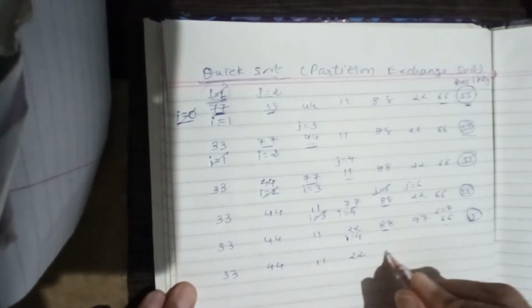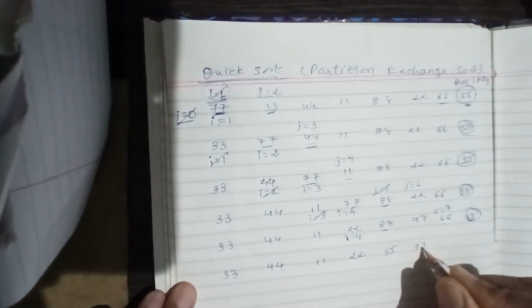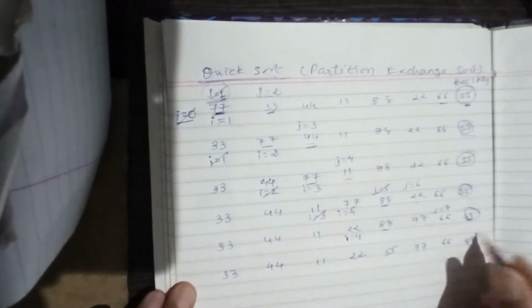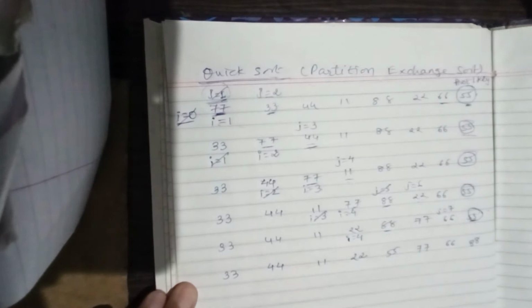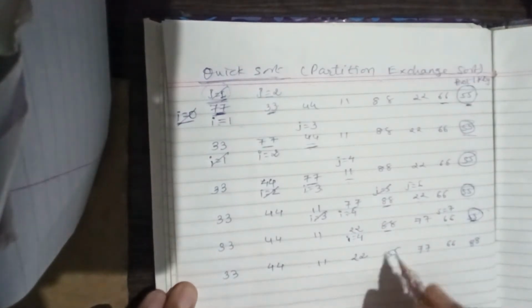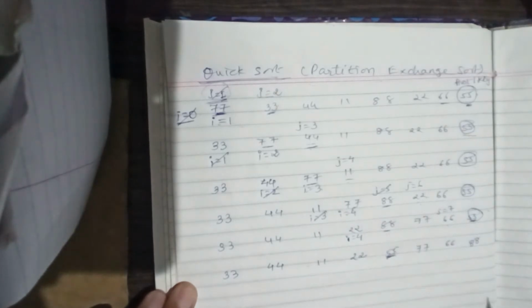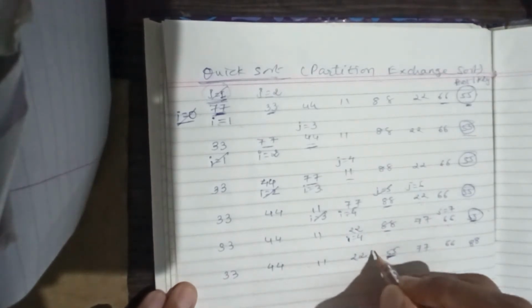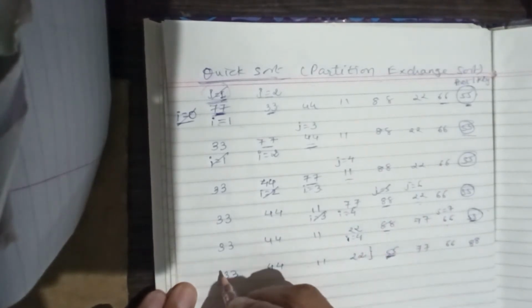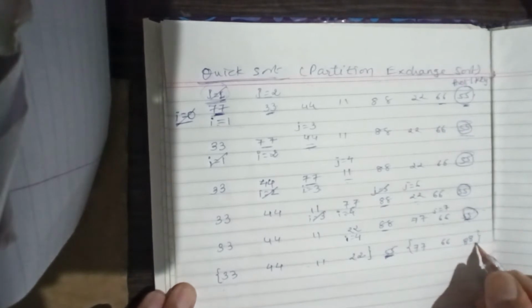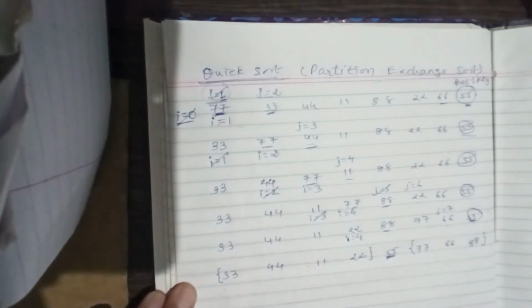Here we'll be getting 55, 77, 66, and at the place of 88 we'll be having 55, we will be having 88. So we got our pivot here. So now we are getting two unsorted arrays, one which is on the left hand side of the pivot and the other one which is on the right hand side of the pivot.